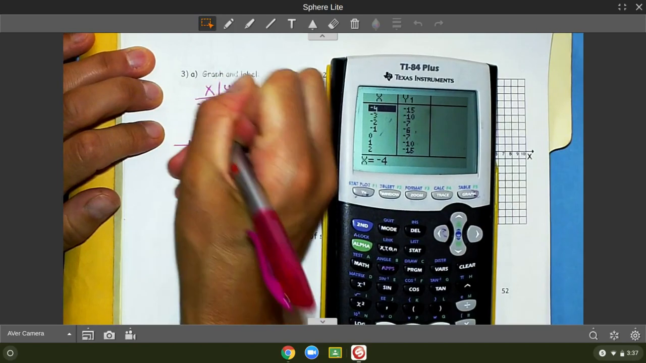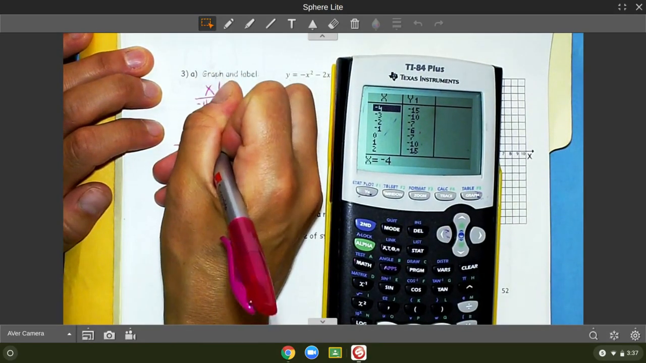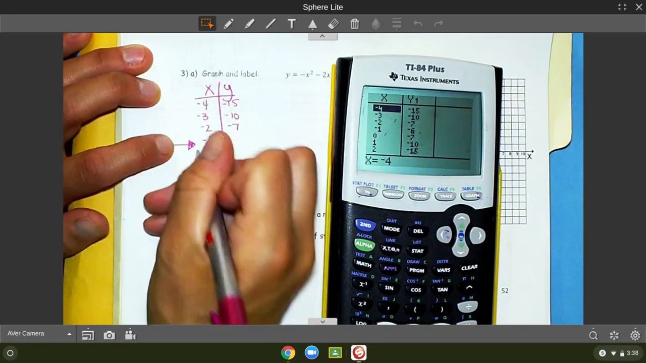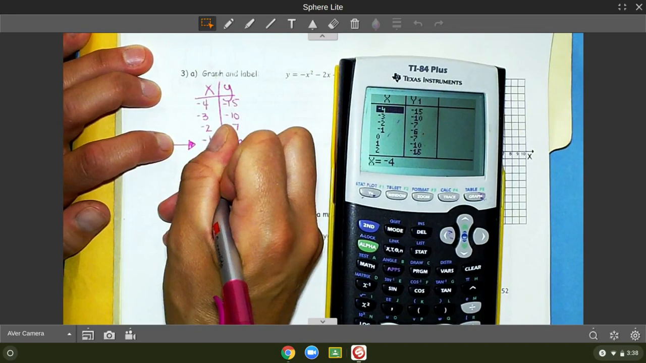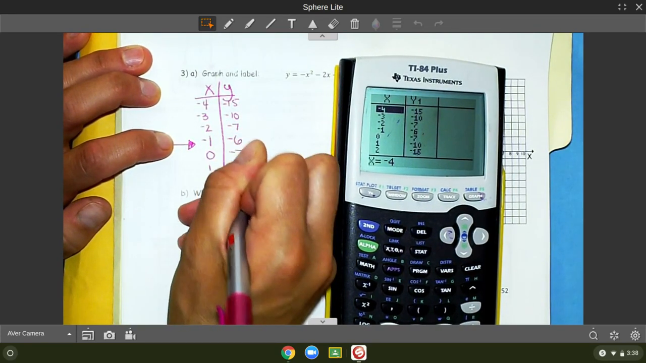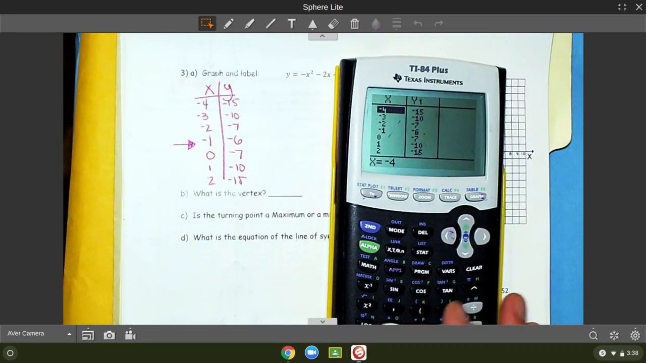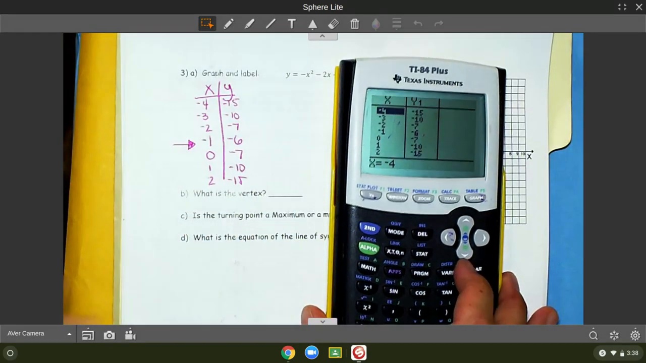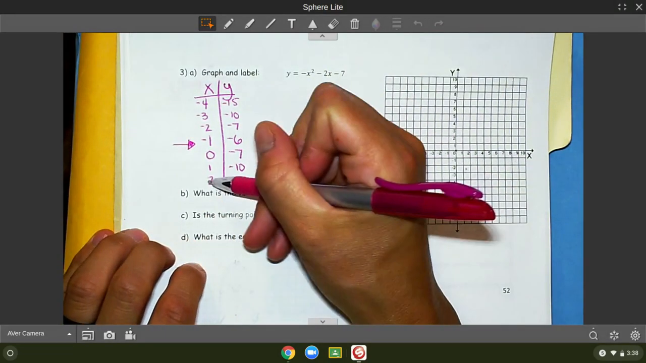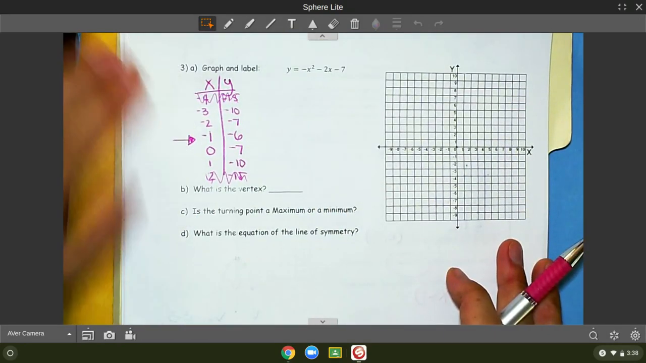So -4, -15, -3, -10, -2, -7, -1, -6, 0, -7, 1, -10, and 2, -15. Okay, I can put my calculator away now because we have all of our points. Now, we can't fit -15 on the graph, so we're going to cross those off, but we can plot all of the other points.